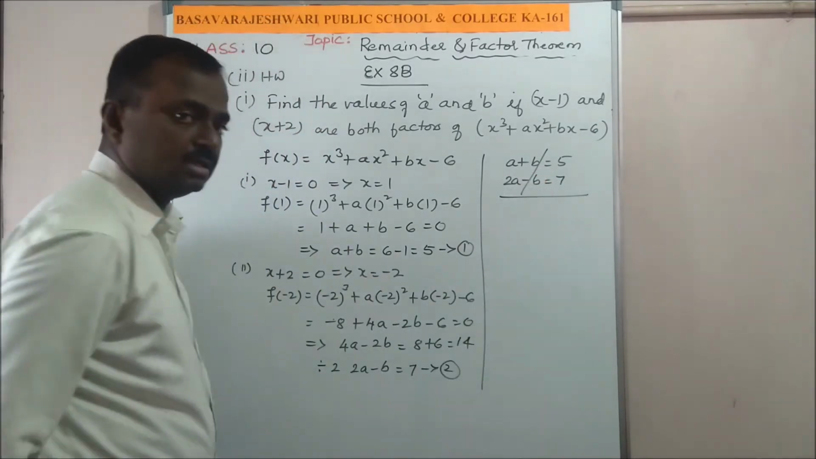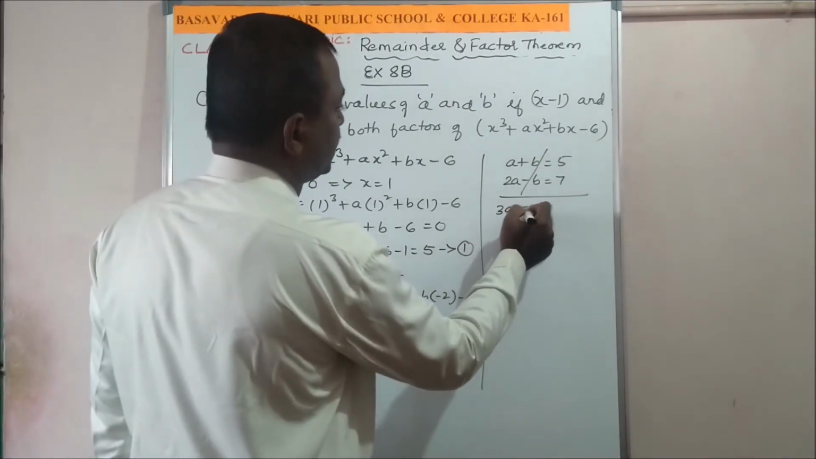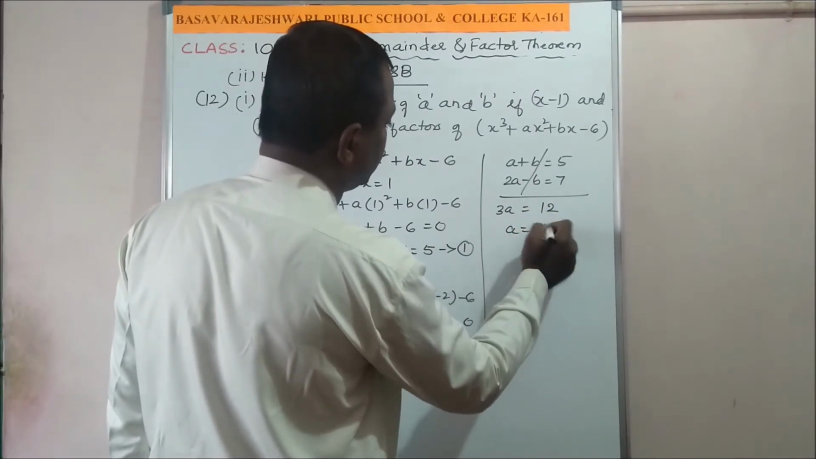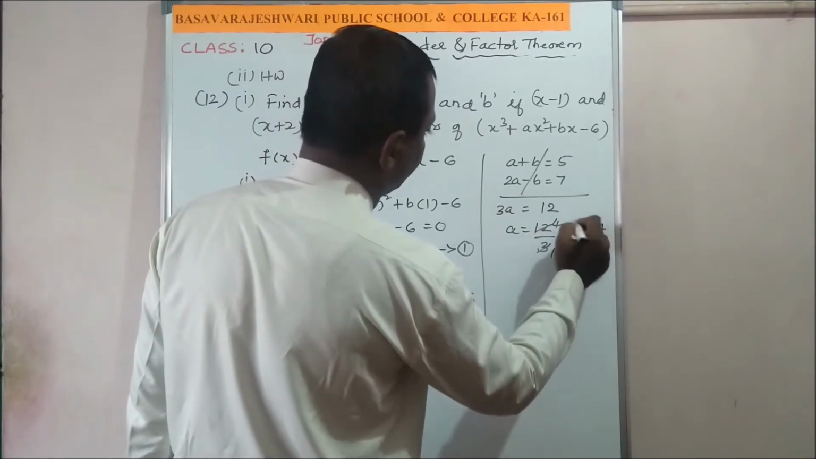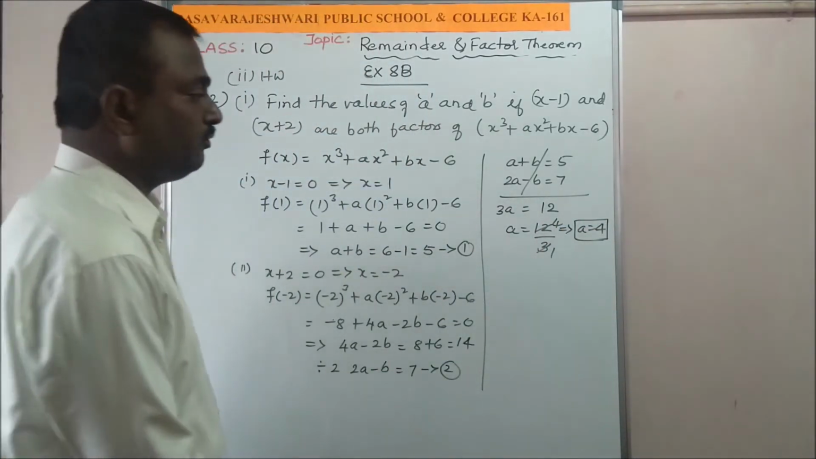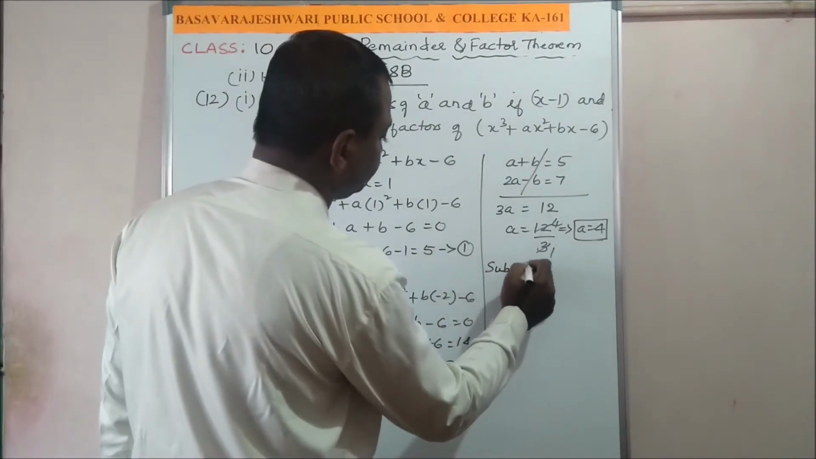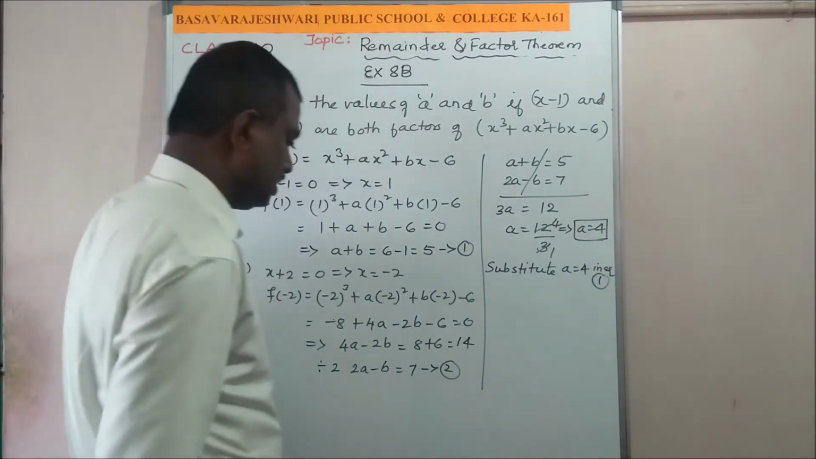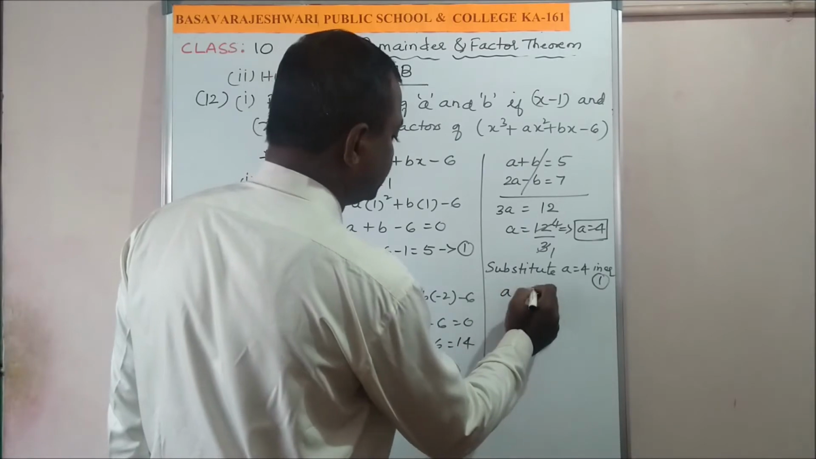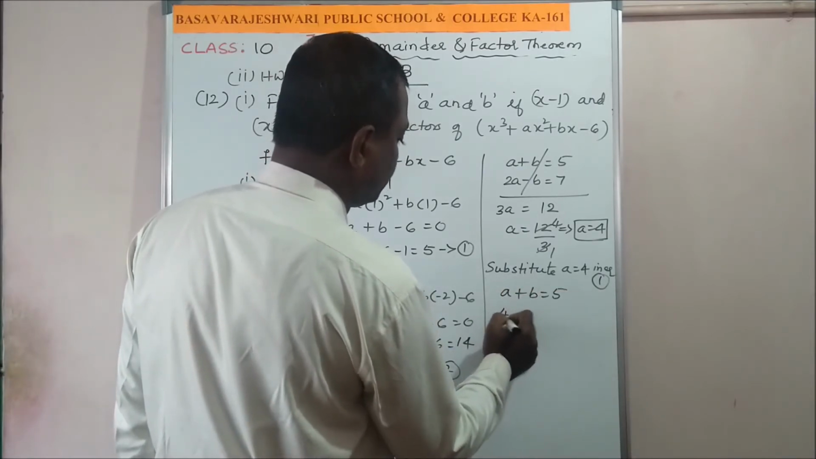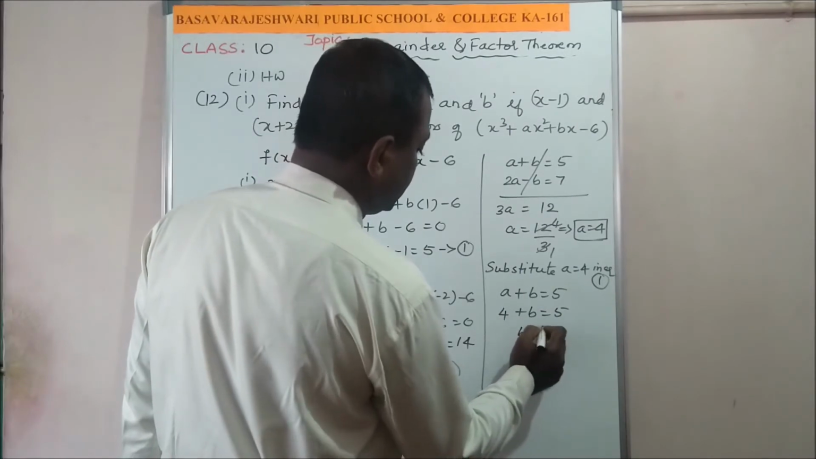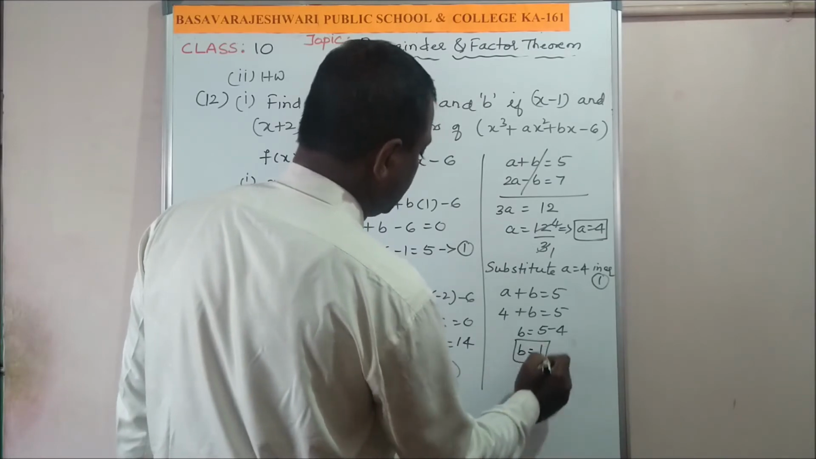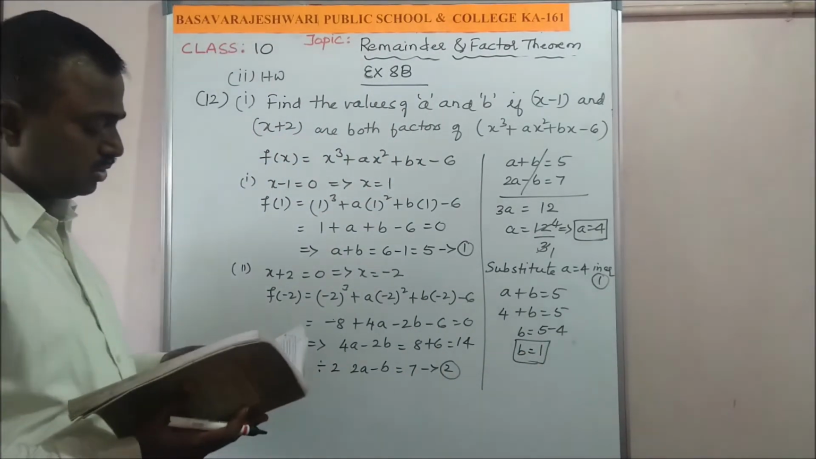So directly we can add. So 3a is equal to 12. a is equal to 12 by 3, 3 fours are 12. This implies a is equal to 4. Substitute a is equal to 4 in equation number 1. So a plus b is equal to 5. 4 plus b is equal to 5. b is equal to 5 minus 4. So b is equal to 1. So a is equal to 4, b is equal to 1.